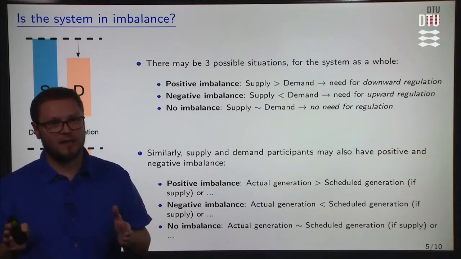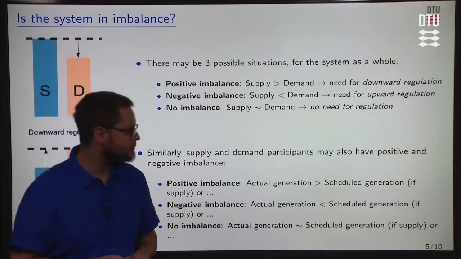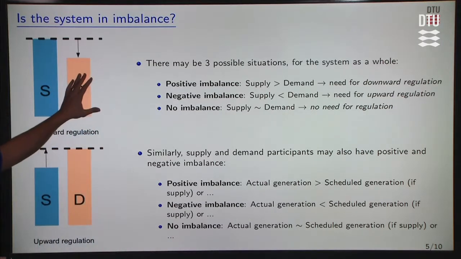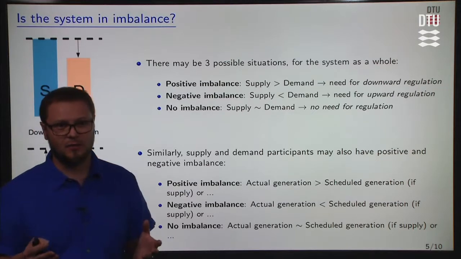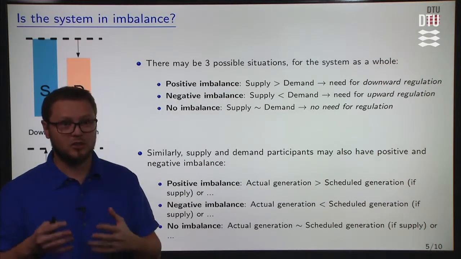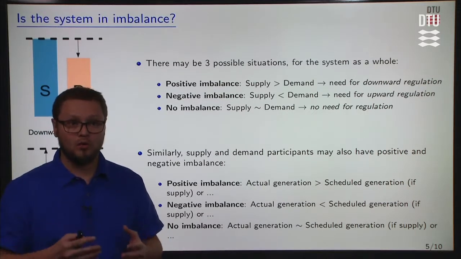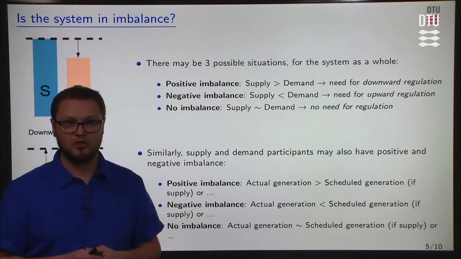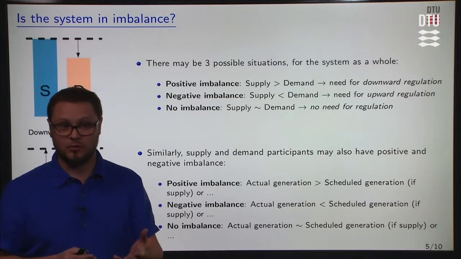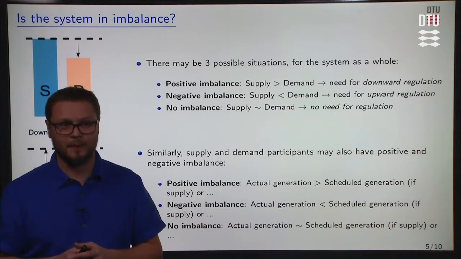So when the imbalances are less than this minimum bit size, we actually consider that the system is in balance. So we have talked about an imbalance at the system level. But obviously an imbalance at the system level is the result of a combination of imbalances at the participant level. For all those that are scheduled for production and consumption, we need to check what they are really producing. Is it in line with what they are scheduled for?